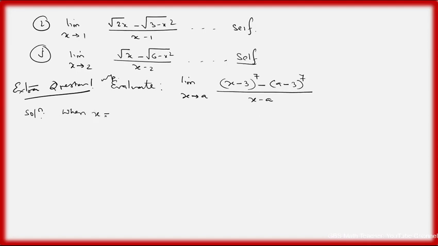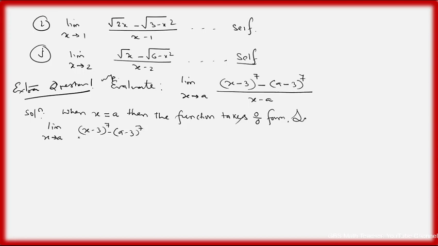When x equals a, then the function takes 0 by 0 form. So limit x tends to a of x minus 3 to the power 7 minus a minus 3 to the power 7 over x minus a.